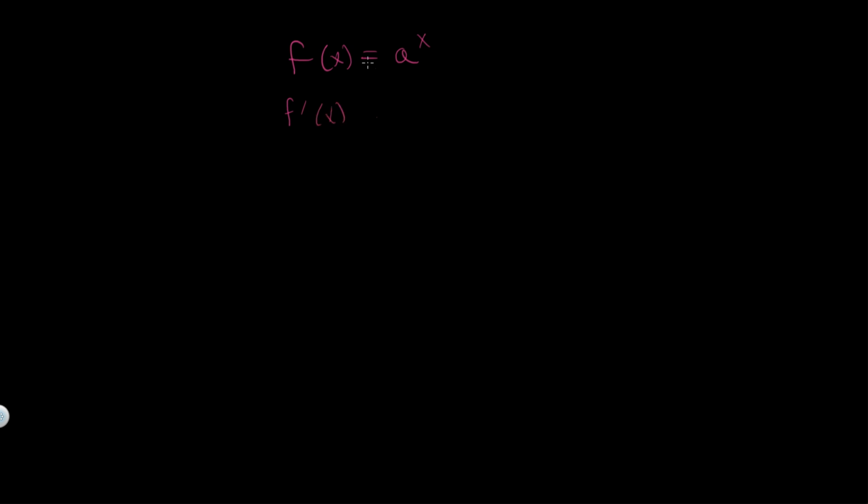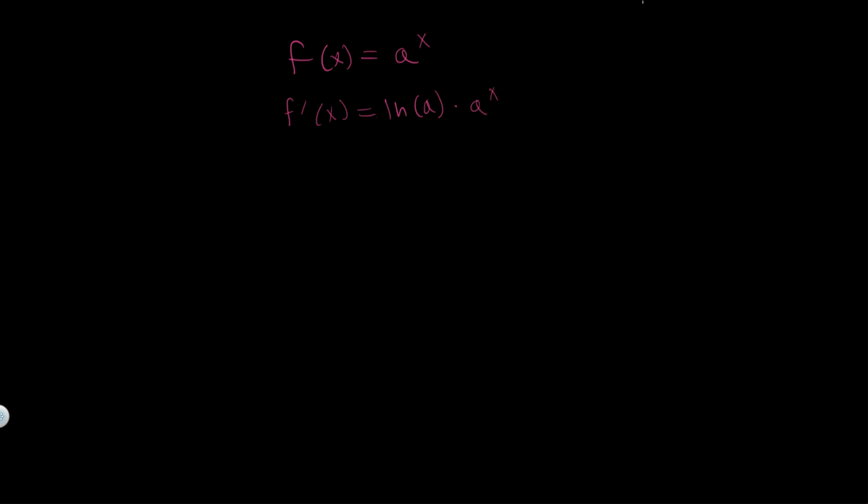For this, we cannot use the power rule. Due to some chain rule issues, we have to use this specific formula where f prime of x is equal to the natural log of a times a to the x. So any format of an exponential function that looks like that, we use this specific formula.